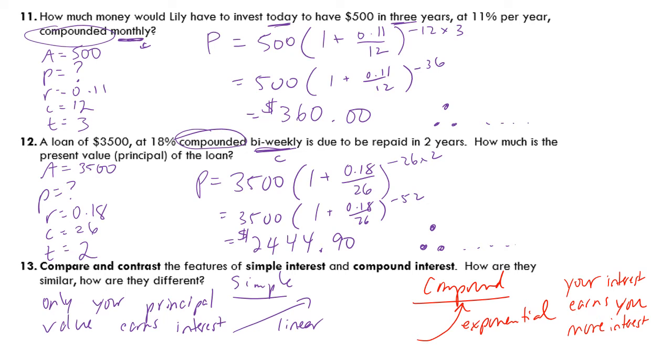How are they the same? Well, they both involve yearly quoted interest rates. Time has to be in years. They both involve having a starting amount of money, so having a principal, and you can still find the final amount for both of them, and they both involve interest. So there's some ways they're similar, but I want to focus on how they are different so you have that understanding.